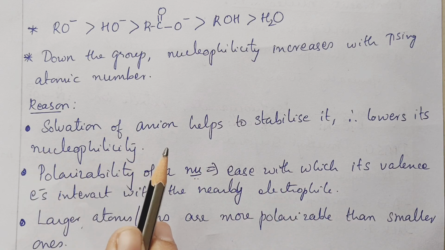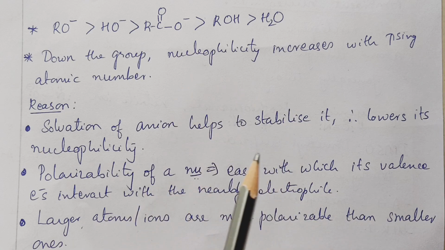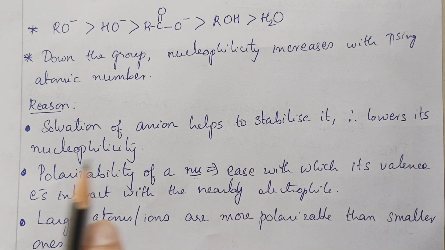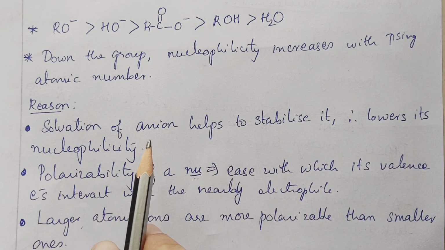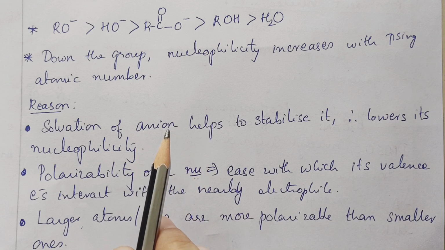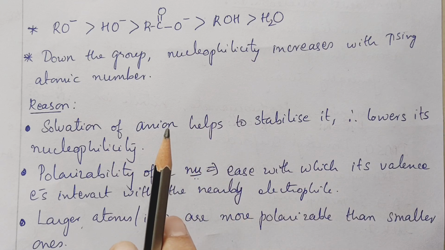So solvation of an anion, that means anion getting surrounded by solvent molecules, helps to stabilize the anion. Okay? So when it becomes stable, it will lower its nucleophilicity. If the anion is in a stable, nice condition, it will not prefer to attack a positive center. Okay, so we can say solvation stabilizes anion. That's why it reduces its nucleophilicity.